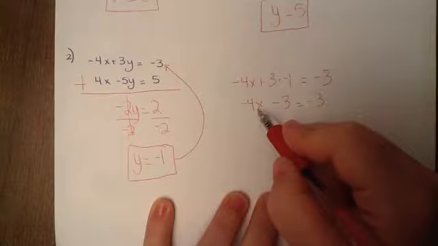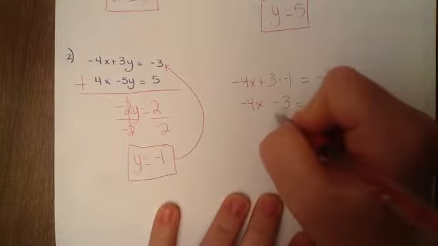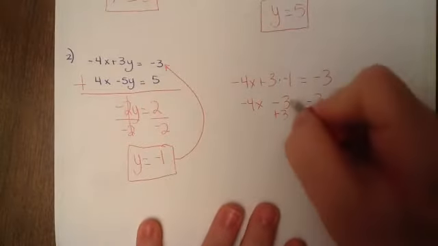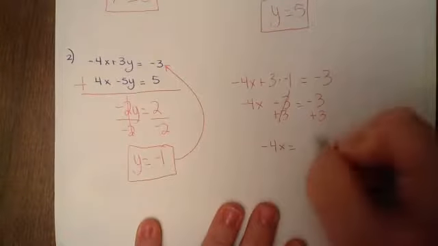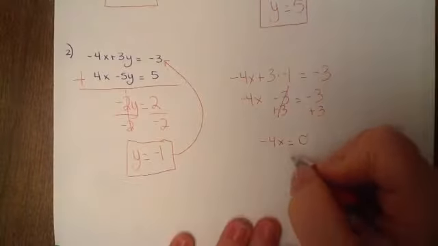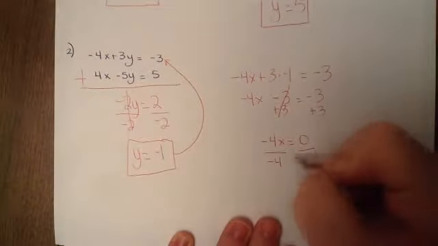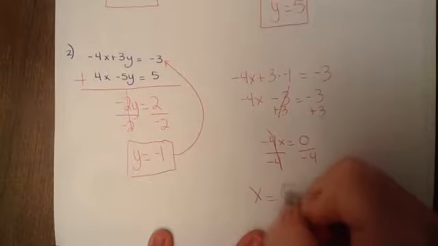We need to get x by itself. So what do you do next? Add 3, and what I do on one side, do to the other. Negative 4x equals 0. And lastly, divide by negative 4, divide by negative 4. X equals 0.